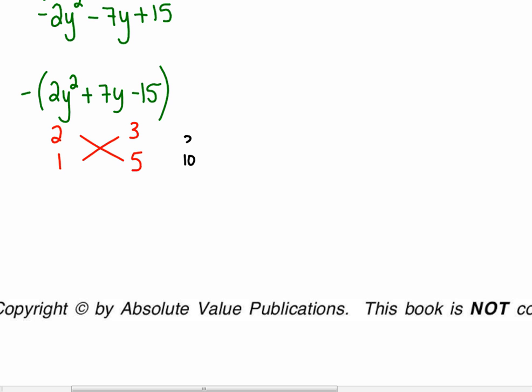And 1 times 3 is 3. How do I make positive 7 out of that? Negative 3 would do it. So negative 3. Y and y would go here. So factored form, what do I need to remember? The negative in front, 2y minus 3, and y plus 5.